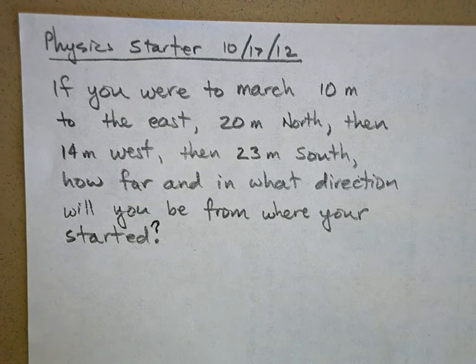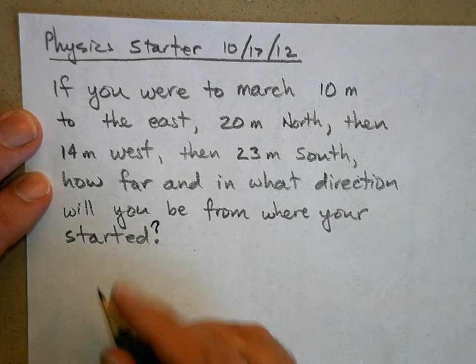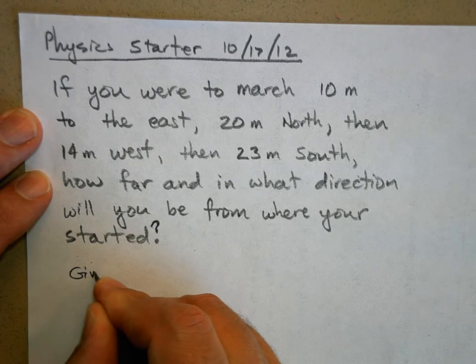So your starter is, if you were to march 10 meters to the east, 20 meters north, then 14 meters west, then 23 meters south, how far and in what direction will you be from where you started? Okay, so let's draw a picture of it. So we'll do given.